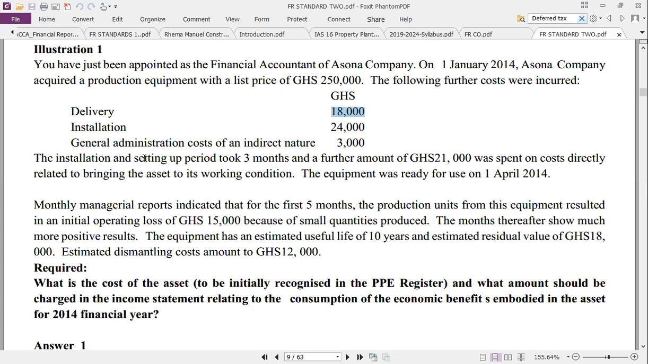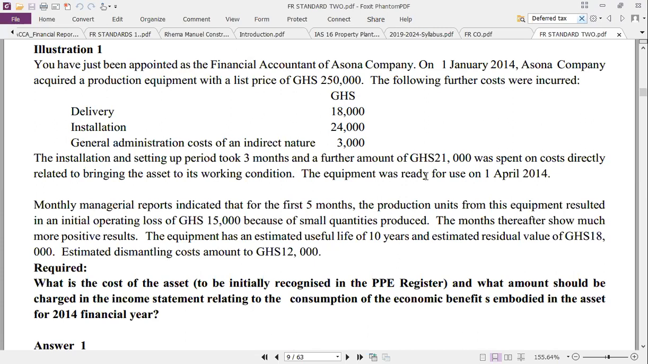He's saying that the installation and setting up took 3 months and a further amount of 21,000 was spent on costs directly related to bringing the asset to its working condition. So will it be part, 21,000? Yes, because this is other costs incurred necessary to bring the asset to its present condition and location, or to make the asset ready for its intended use. Any cost that you incur to make the asset ready, the underlying word is to make the asset ready, not human beings ready, not other items ready. We are looking for the cost of the asset, not the cost of other items.